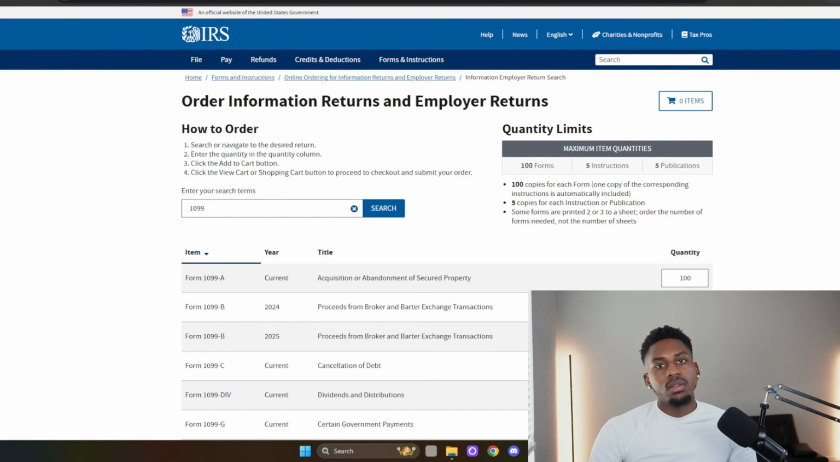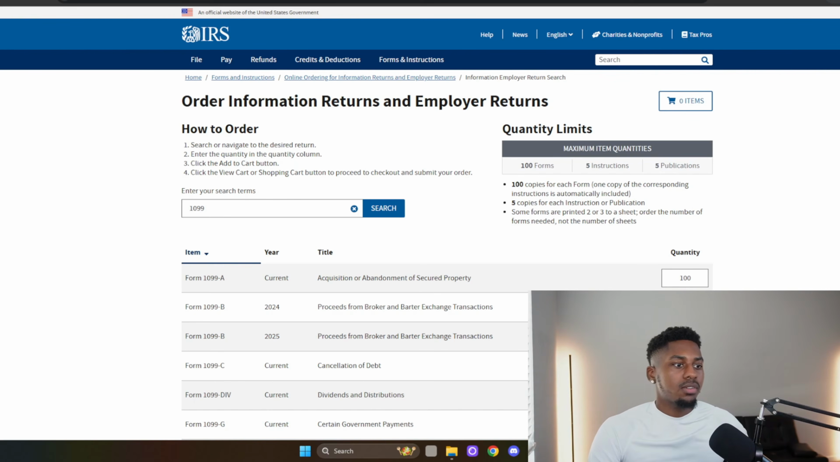Now, again, before you do all of this, make sure you understand how to use this so you don't just have a bunch of forms that you don't use. I'm not gonna lie, that was one of the first things I did. I ordered a 1099 and I didn't even know what to do with it. As a matter of fact, I just learned how to do the e-file. Now it's just more convenient for me.